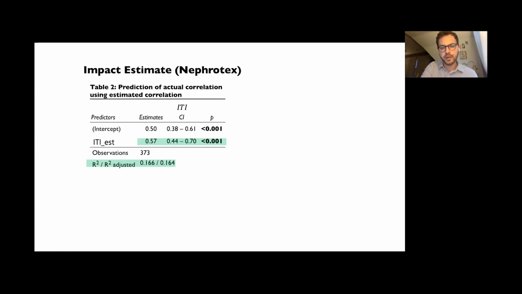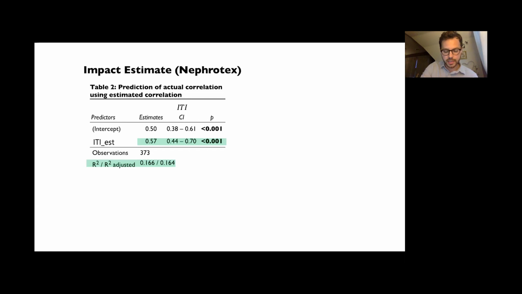For the Nefertex data, we also have a significant result and it's positive, but the relationship is not quite as strong, more of a lower R-squared. So this is nice. We seem to have an ITI estimate that we can use on real data to help potentially make some decisions between interdependent and independent models.